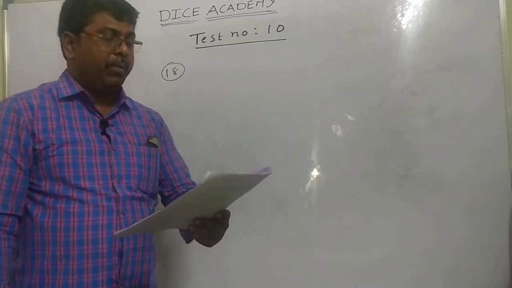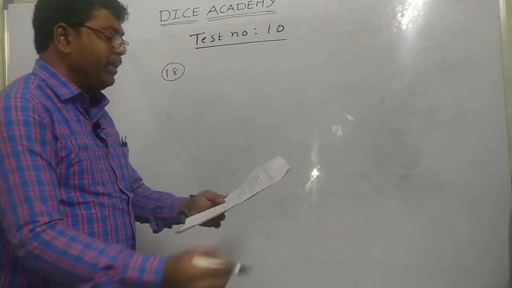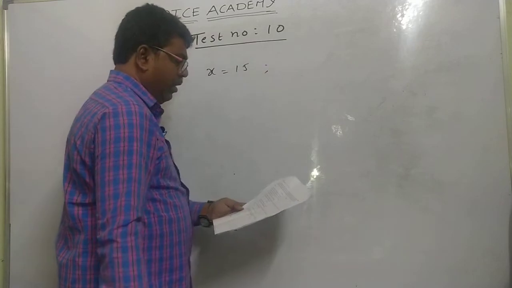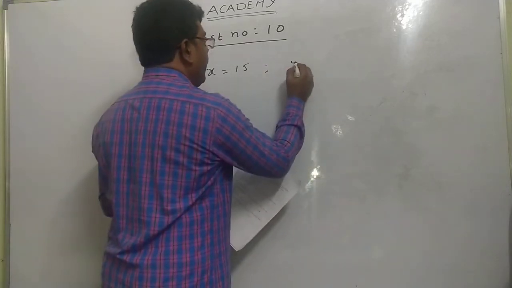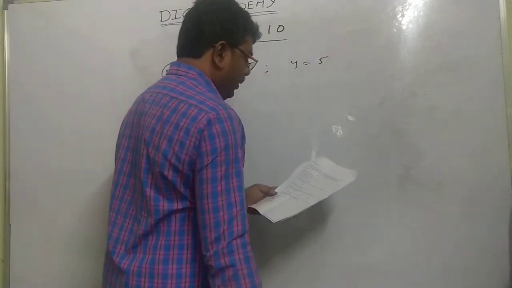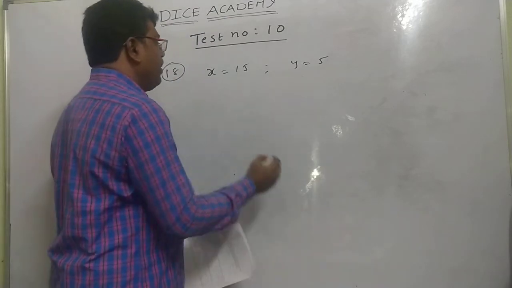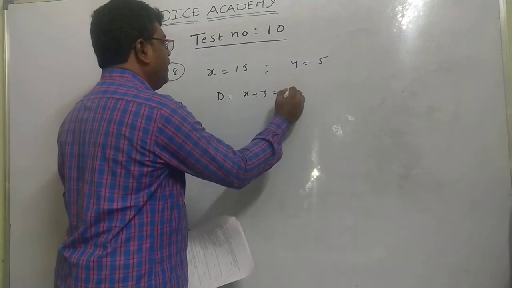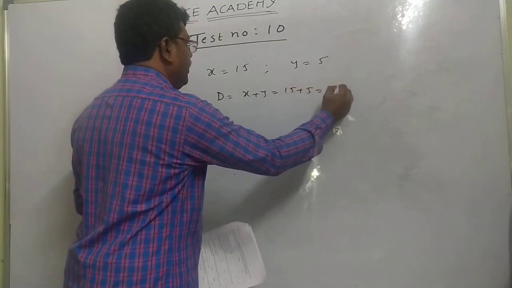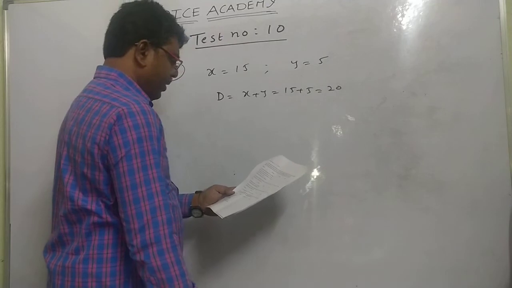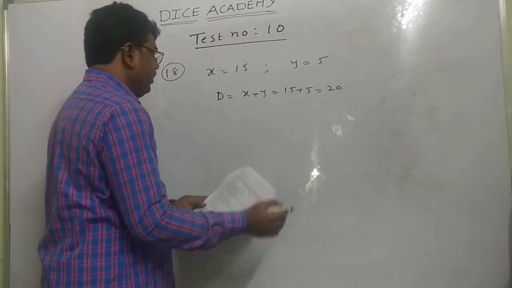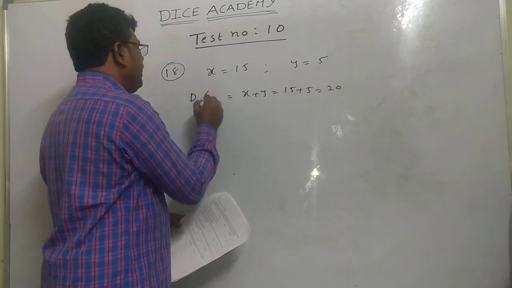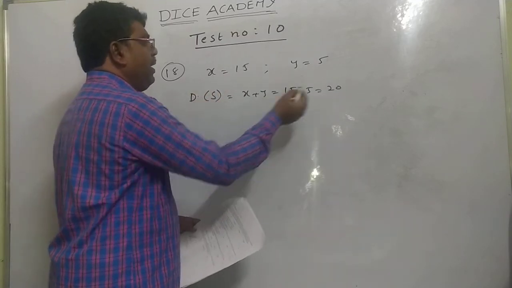18th problem. The speed of a boat in still water, x, is given as 15, and the rate of the stream, y, is 5. The distance traveled downstream: the downstream speed is x plus y, which is 15 plus 5, equal to 20. Downstream speed s is equal to 20.